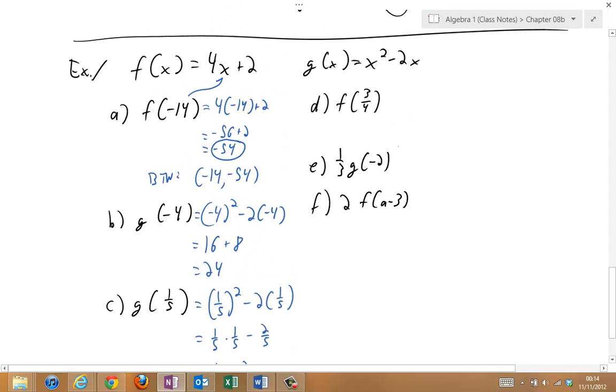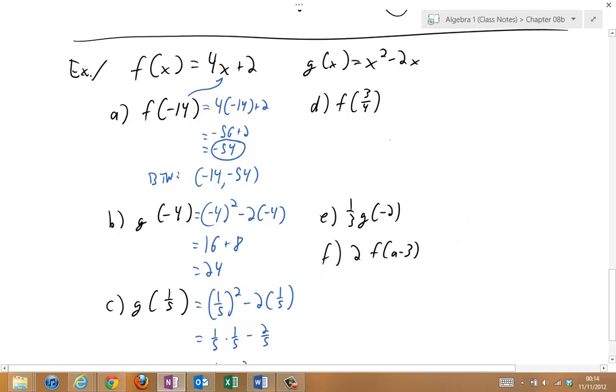Moving back up, we have part D. Part D says to do f of 3/4. So that's 4 times 3/4 plus 2, or 3 plus 2, or 5.